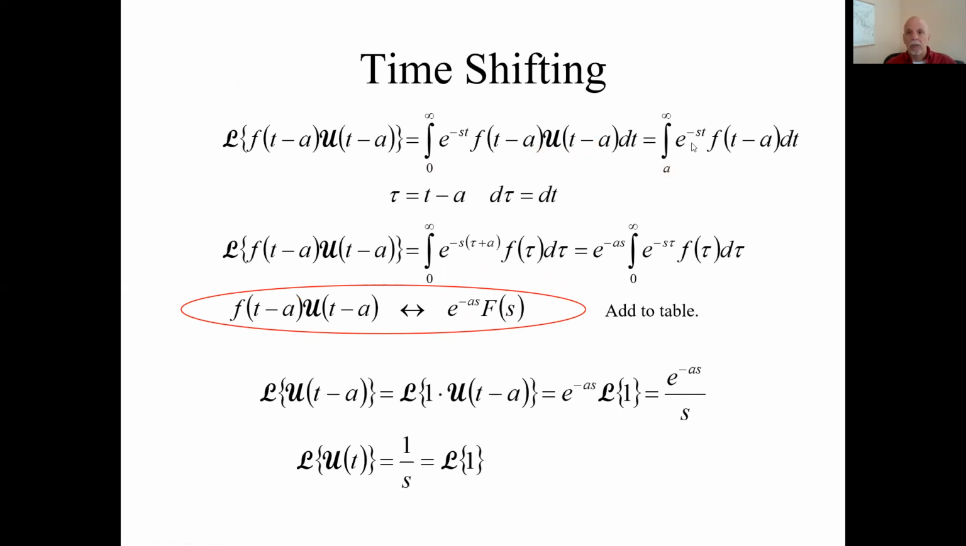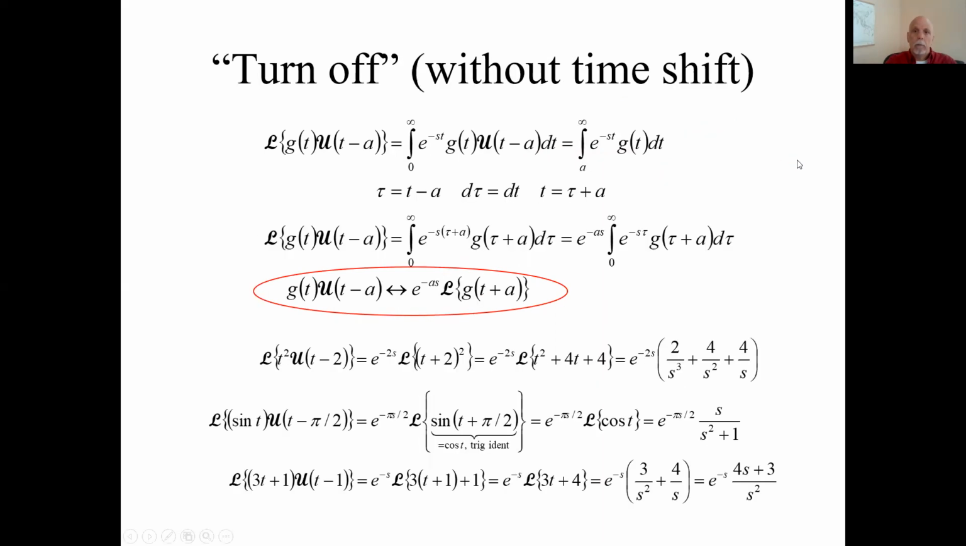Now I can get rid of the unit step part. We'll do a variable substitution again. We get this, still pull out an e to the minus as, but this is actually the Laplace transform of this function, g of t plus a. So it's not quite as slick as the other one, but here's another property to put in our table. That's a little tricky. Let's do a couple examples of that.